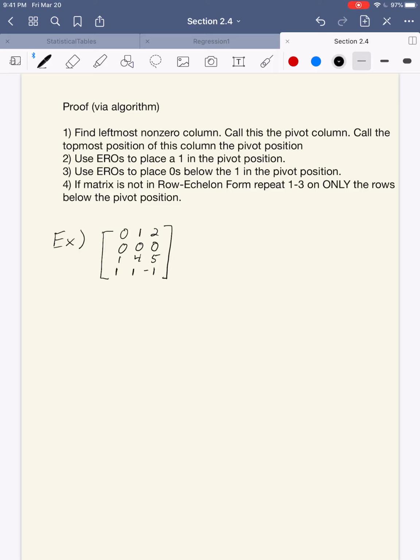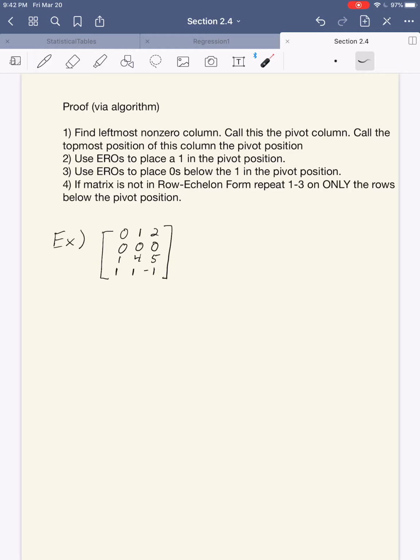So what the proof says is that the way you should put something into row echelon form is to start by finding the leftmost non-zero column. So look at your matrix and find the first non-zero column. Then you call this the pivot column. And then you find the topmost position, just the top of that column, and you call that the pivot position. So you then use whatever elementary row operations you like to place a 1 in the pivot position. So you want to get a 1 in the topmost position of the leftmost non-zero column. Then you use the elementary row operations to place zeros below that 1.